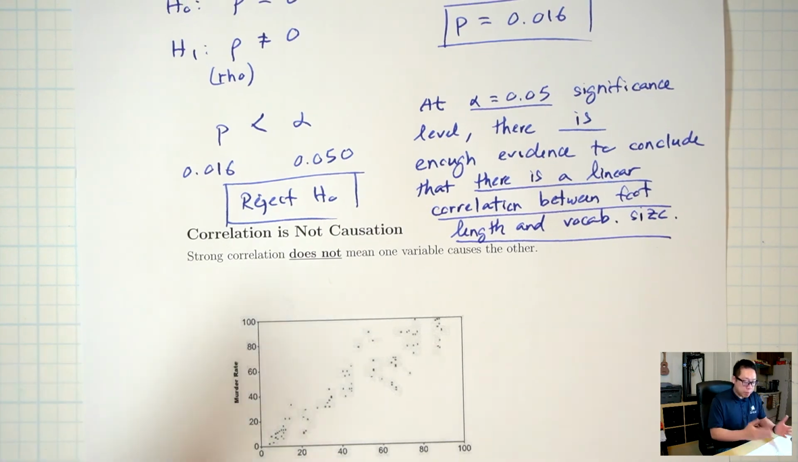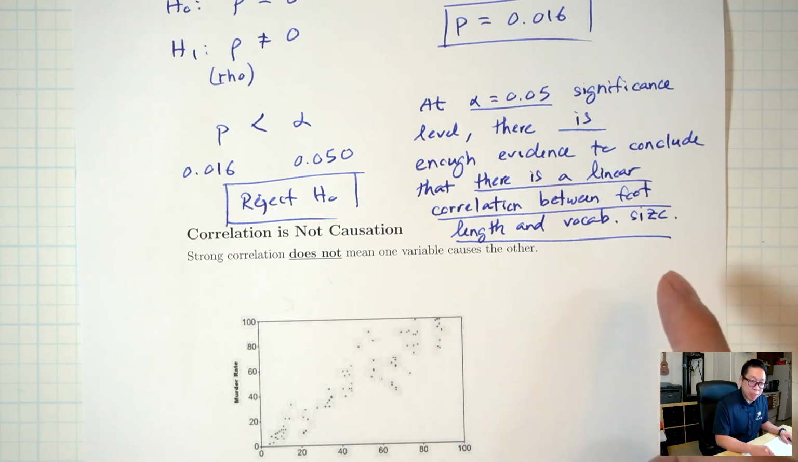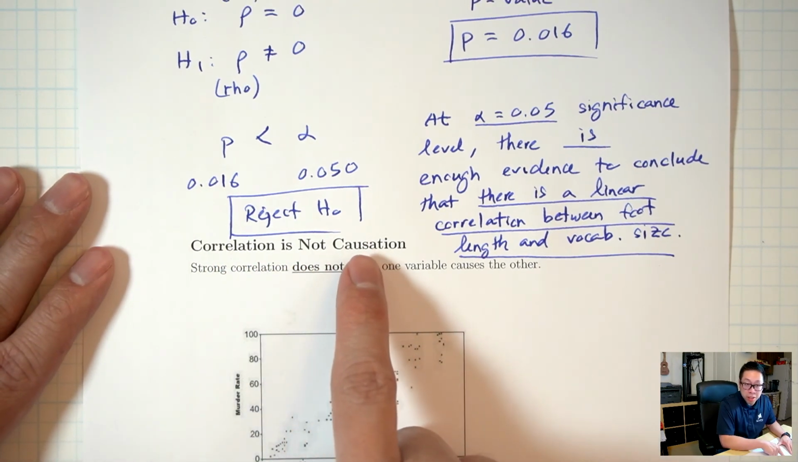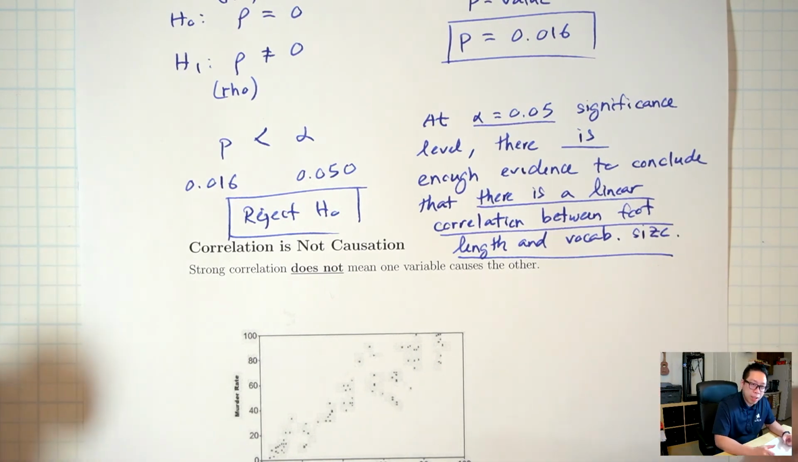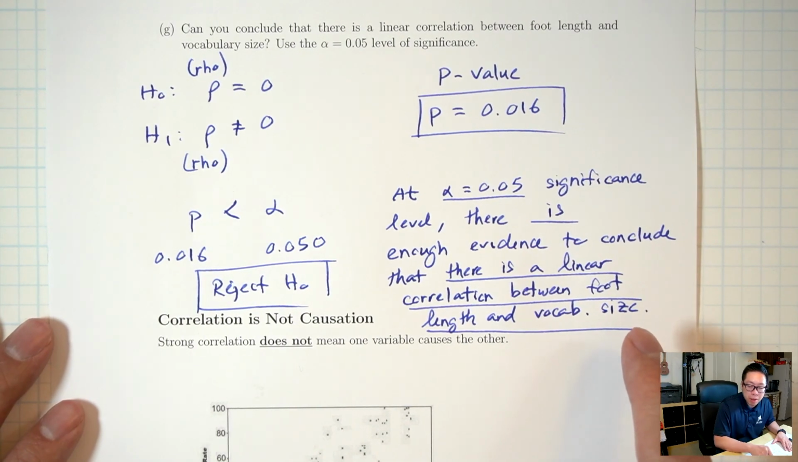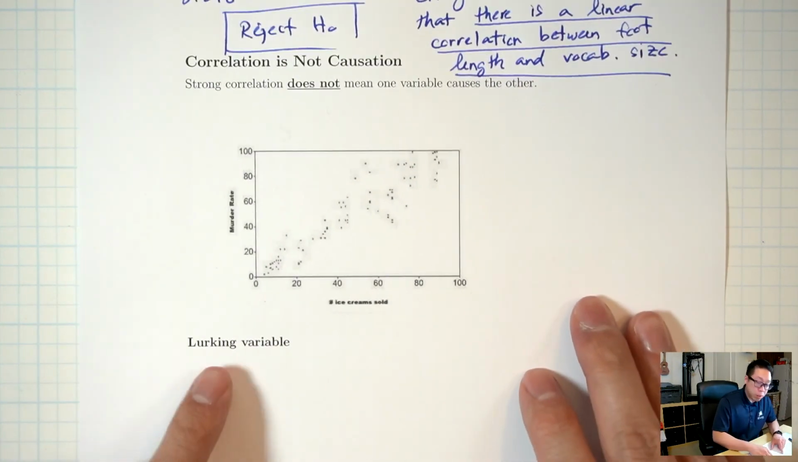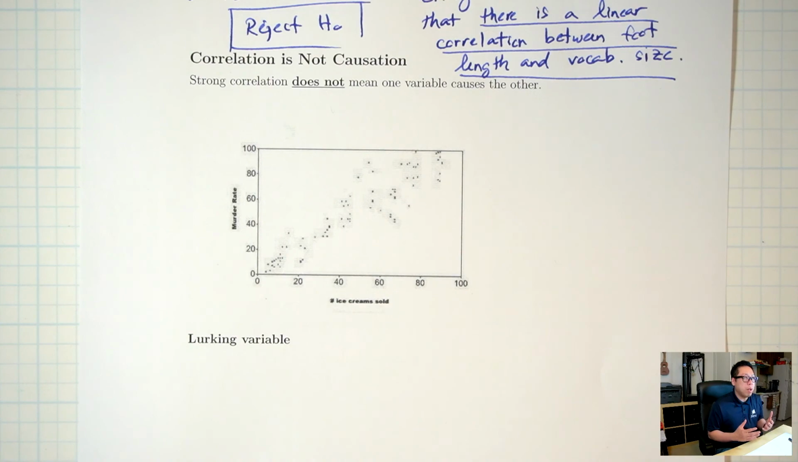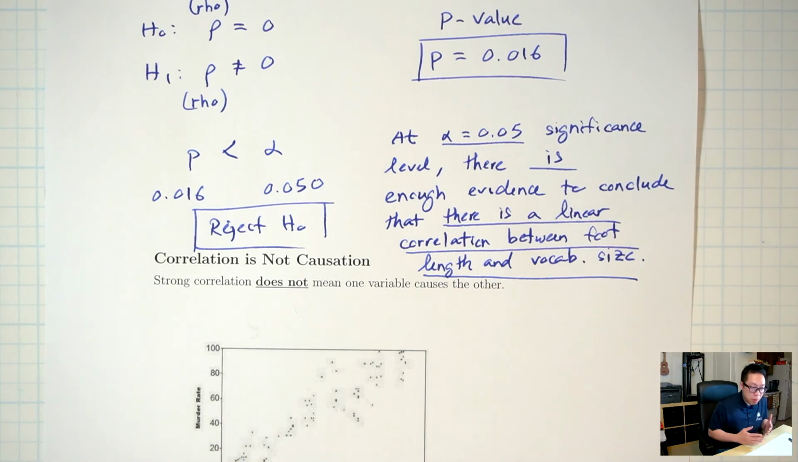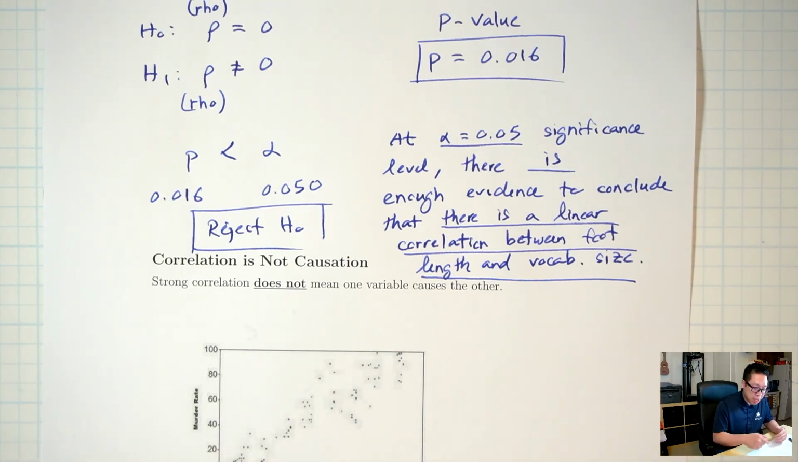Okay, so we came to the conclusion that there is a linear correlation between foot length and vocabulary size. So there is some relationship between foot length and vocabulary size. So it's important to note that correlation does not equal causation. Just because two variables are correlated doesn't mean that one directly causes the other, right? Foot length doesn't cause vocabulary size, right? There could be a lurking variable, another variable that's actually a better explanation for the cause, right? So foot length and vocabulary size, they're both going up at the same time. So if foot length goes up, vocabulary size goes up.